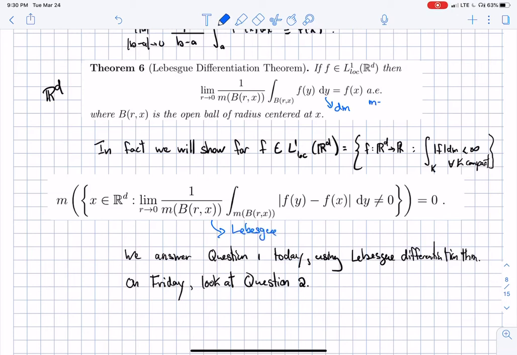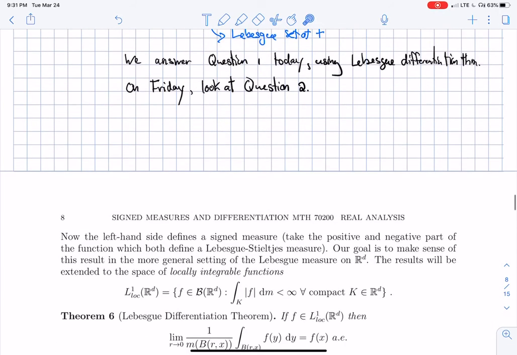Okay? So this set, as the name suggests, is the Lebesgue set of f, and it has information about the regularity of f. So essentially you can read that as saying that if you're in L1 loc, you're quite regular because the set where this is not equal to 0 has measure 0.